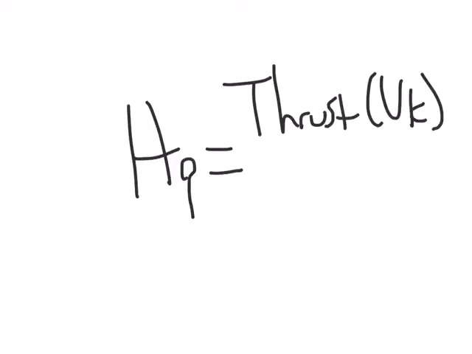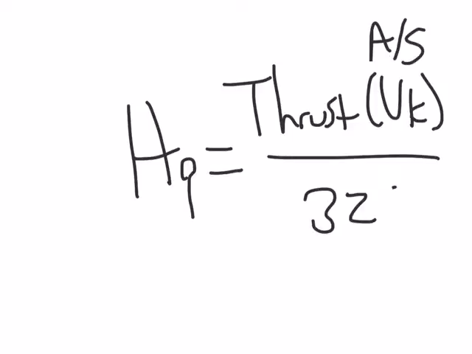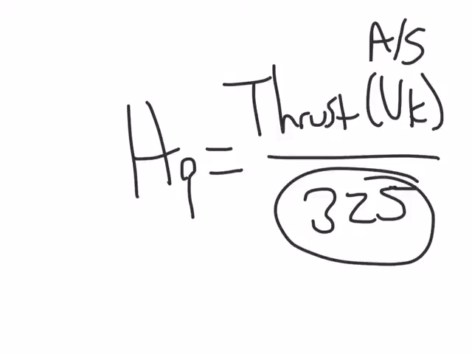horsepower is going to become this. It's going to be equal to thrust times VK, which is airspeed, okay, divided by 325. So you're probably wondering where 550 and 325 come from. They're constants. If we did an entire derivation of horsepower, we'd show you where these constants come from. But just assume that's the constant you use when you want to find horsepower. Thrust times airspeed divided by 325 will give you horsepower.